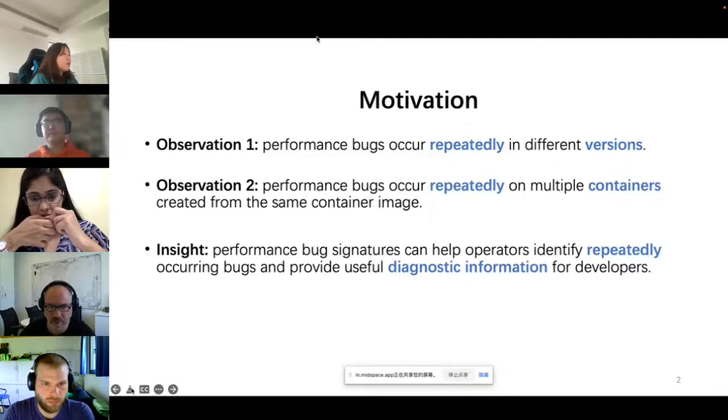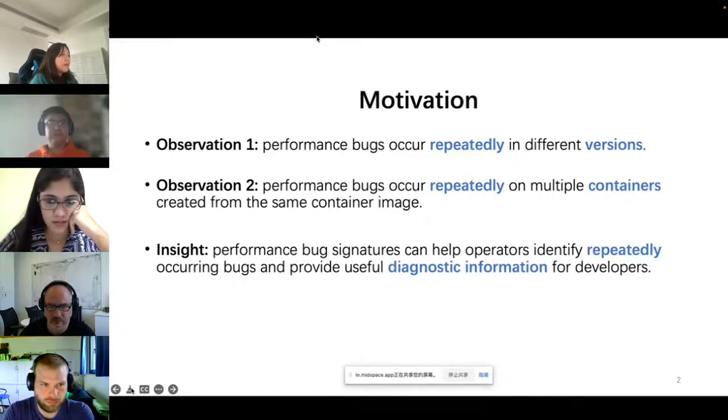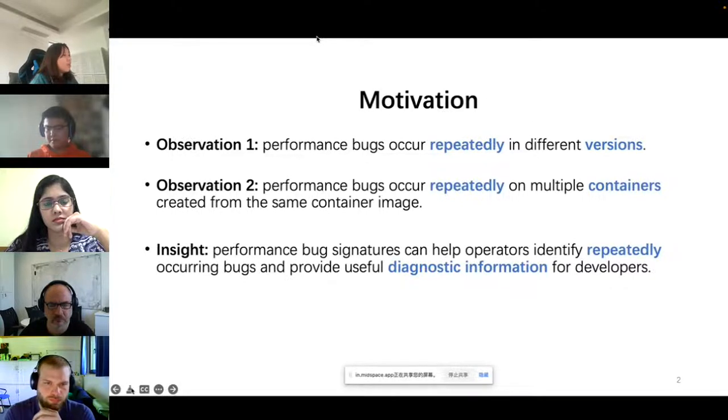Based on the 2 observations, performance bug signatures can help system operators quickly identify recurrent bugs and provide useful diagnostic information for developers. Previous work on performance bug diagnosis has 2 major limitations. First, previous work mainly focused on depicting performance bugs over a single data type. Second, the existing tools are not application agnostic.